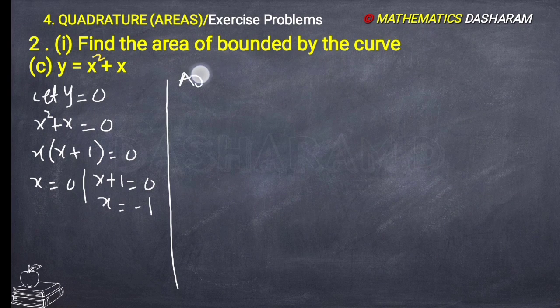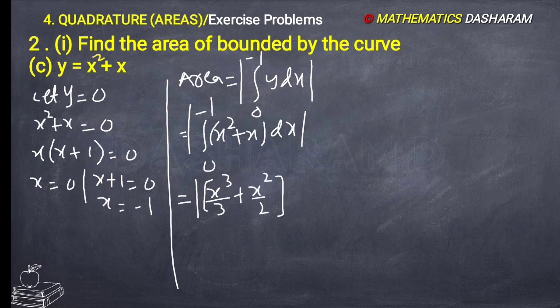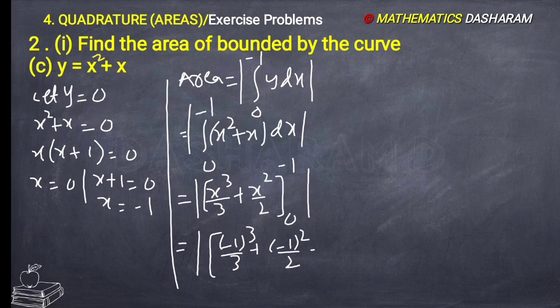So therefore the area equals the integration from 0 to minus 1 of y dx. So it equals the integration from 0 to minus 1, where the y value is x square plus x, dx. Now substitute the limits: (minus 1) whole cube by 3 plus (minus 1) whole square by 2, minus, take the bracket, 0 cube by 3 plus 0 square by 2.